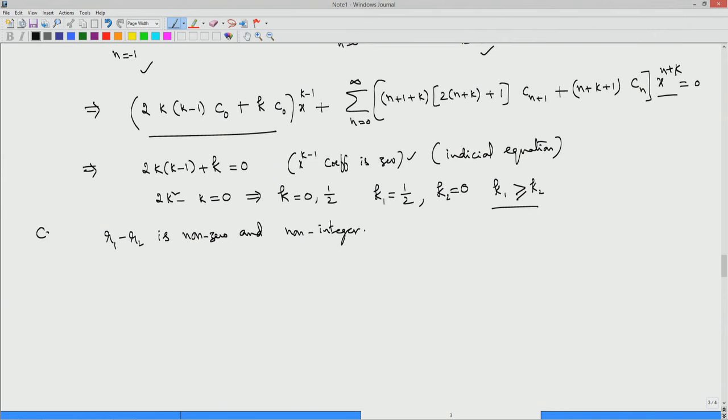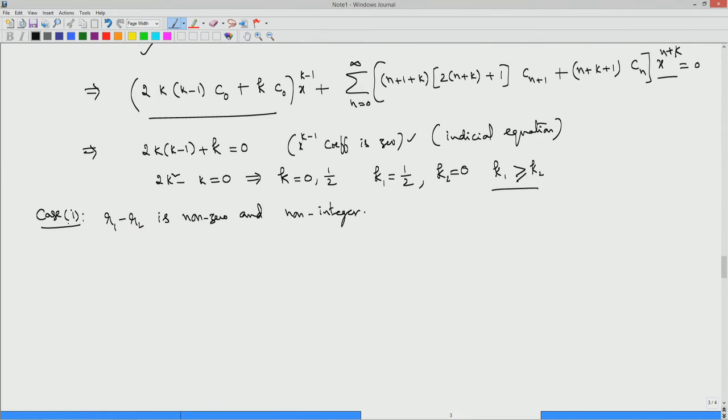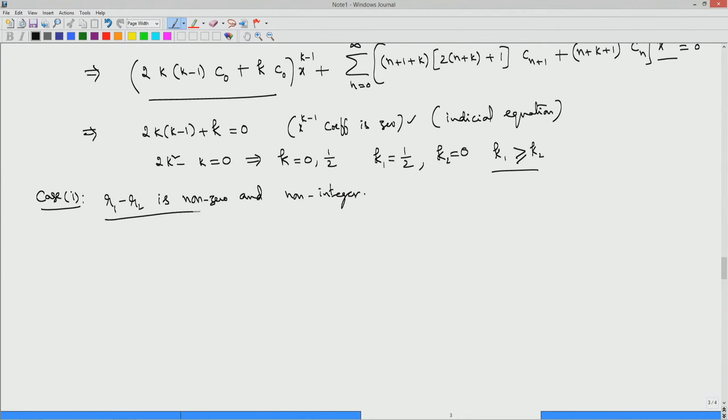This is case 1, the case we are dealing with. If R1 minus R2 is 0, it is one case. Otherwise, R1 minus R2 is non-zero and non-integer.